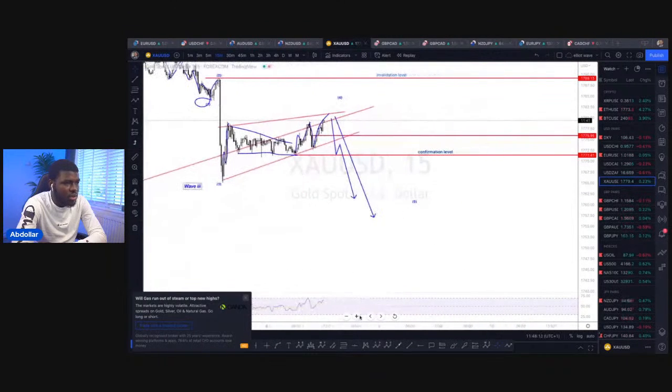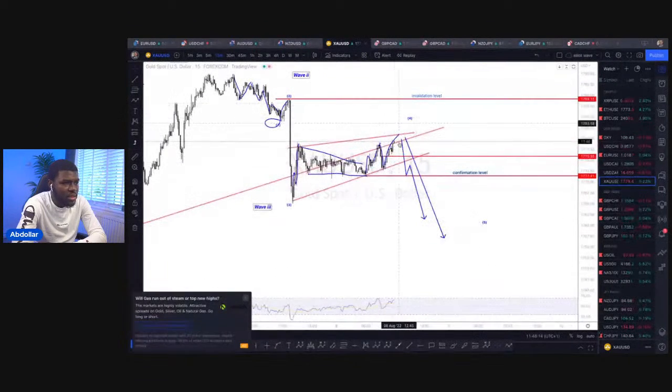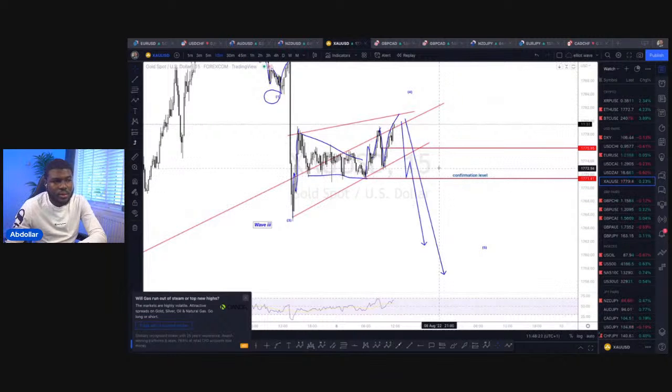We won't be joining the sell position anymore until there is a clear breakout of this pattern right here. Right. So when there's a breakout, there's going to be a retest, then we are going to join the sell. So that's that for gold.